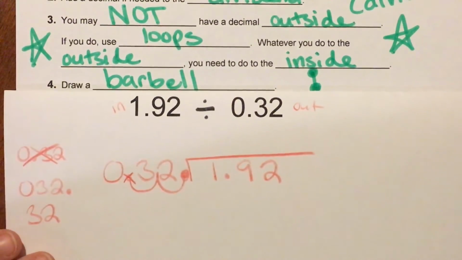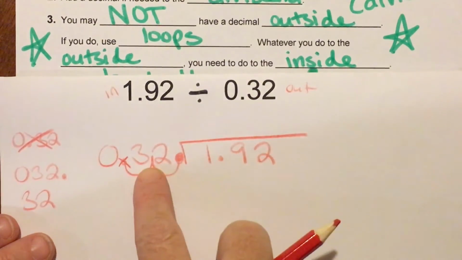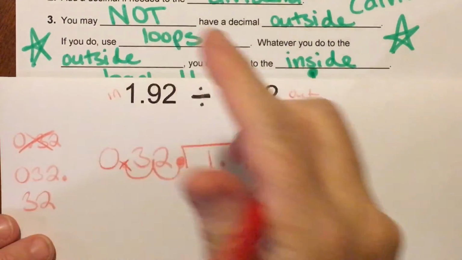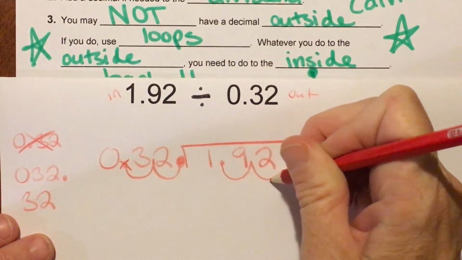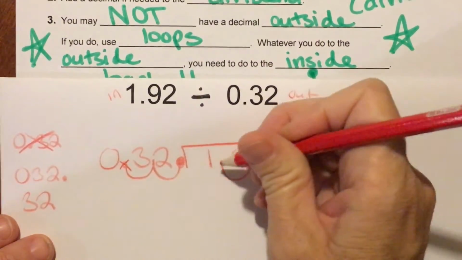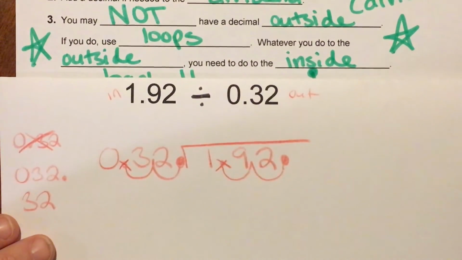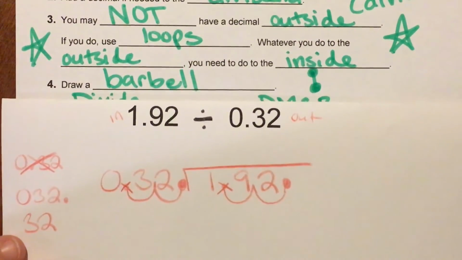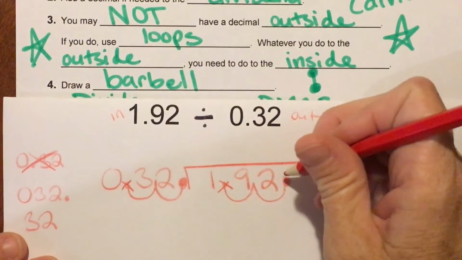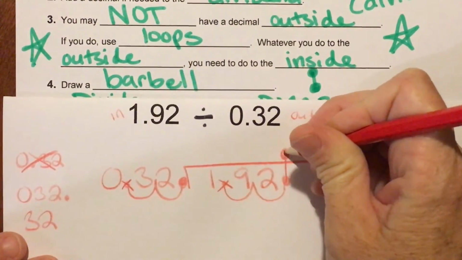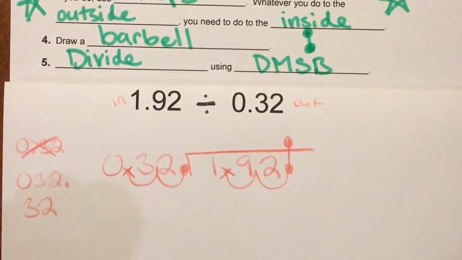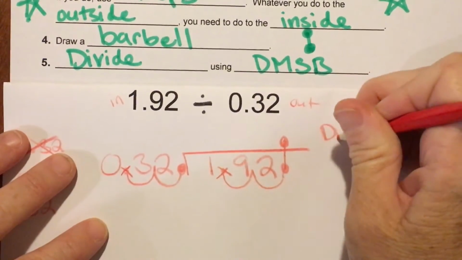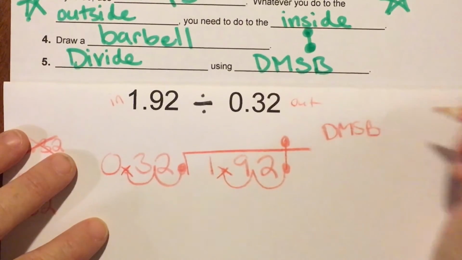But you can't really just move something in math. So since I did that here, it says whatever you do outside, you need to do inside. So I need to move this one over 2 spots as well. Now let's go to step 4. I'm going to draw my barbell. And now let's go to step 5. I'm going to divide using my daddy, mommy, sister, brother.